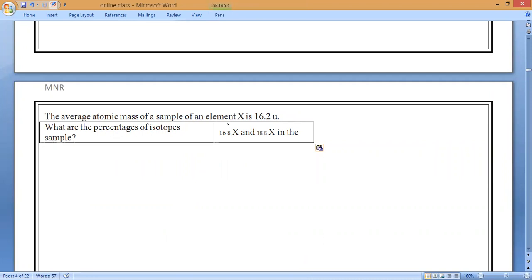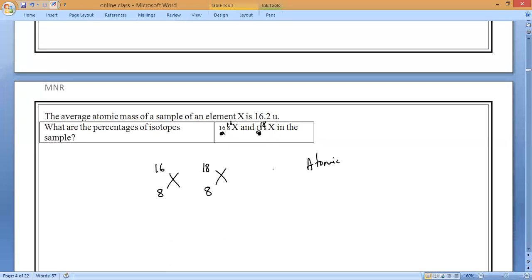Now, 8, 16, 1 and another one is 8, 18, 1. So please remember that. The given isotope is 8, 16 and the other given isotope is 8, 18. And what is the average atomic mass given? 16.2 U. So average atomic mass is equal to 16.2 U.